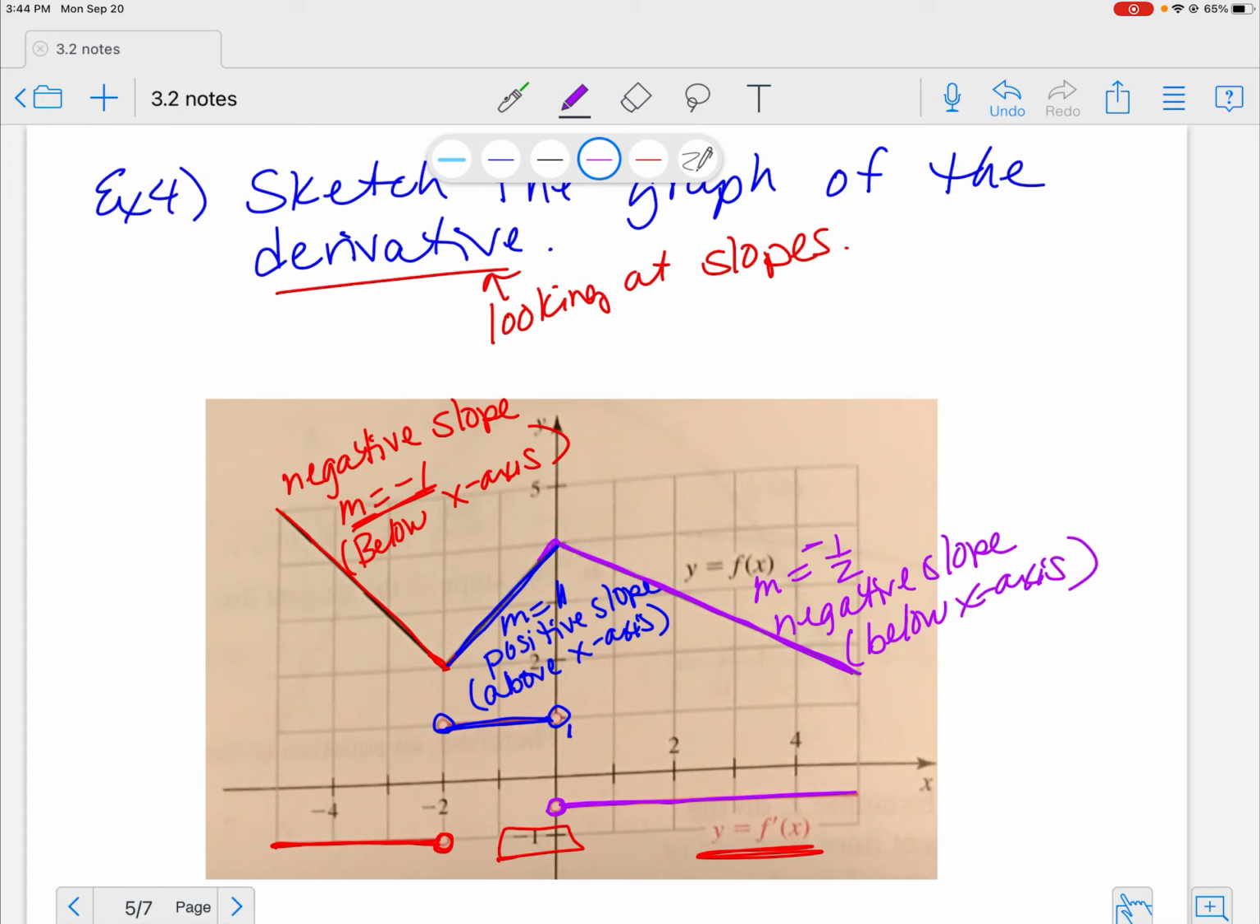What I need you to know is if it is a negative slope, you are going below the x-axis. A positive slope is above the x-axis. All right, that's the general idea that I want you to get at here. All right? Okay.